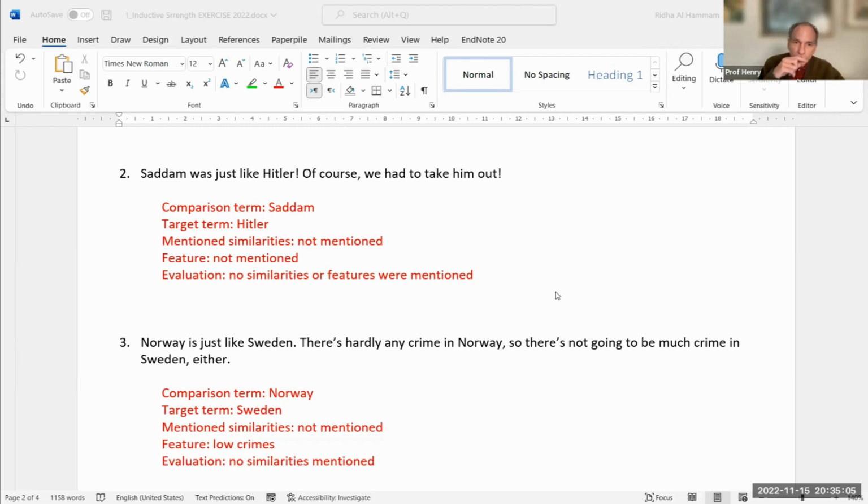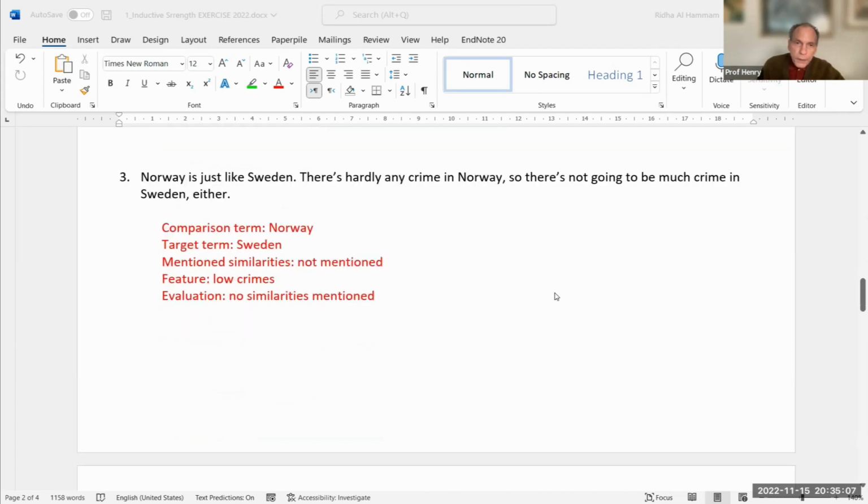Okay, Norway is just like Sweden. Yeah, no similarities, low crimes. Right, you need more information about the social, political, economic. You need more similarities. You can't just say it's just like Sweden.